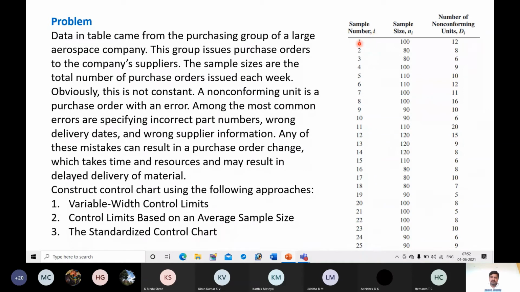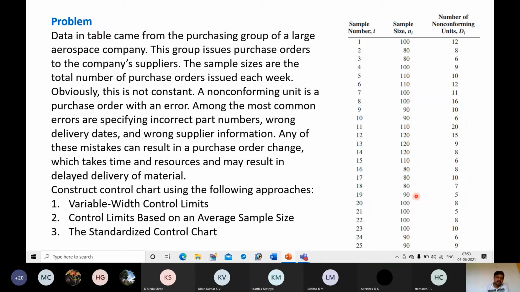Okay, so here you have data regarding 25 weeks. In the first week 100 orders were issued, and out of 100, 12 orders have some errors. Next, in the second week 80 orders, 8 are having errors. In the third week 80 orders were issued, and 6 are having errors. Then in the fourth week 100 orders were issued, and out of 100, 9 are having errors. Like that there is data.